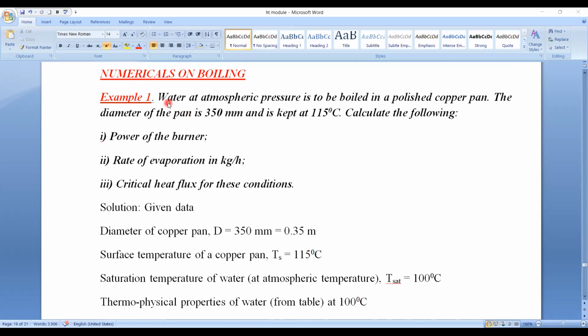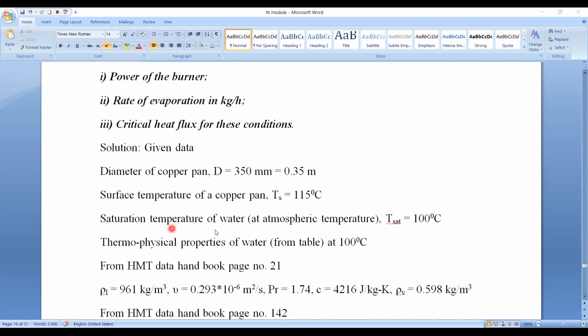Next, water is at atmospheric pressure. When water is at atmospheric pressure, its saturation temperature is obviously 100 degrees centigrade. That we have seen in lecture number 2, theory. So remember students, the saturation temperature of water is equal to 100 degrees centigrade when the water is at atmospheric pressure.